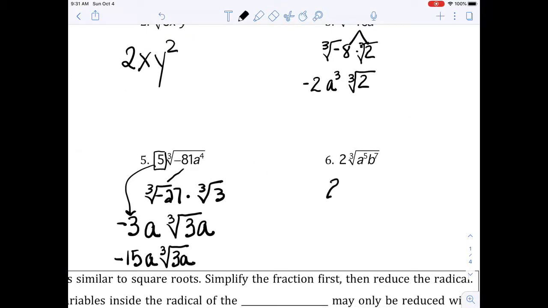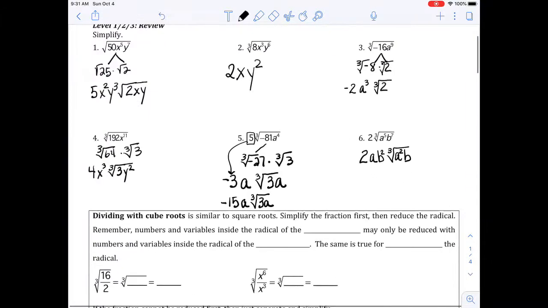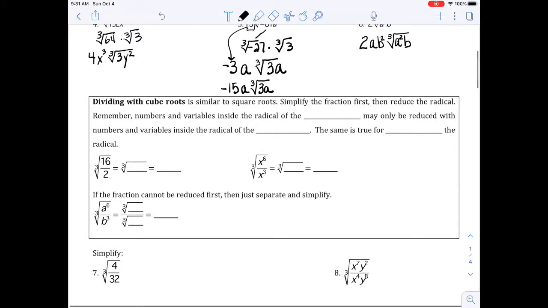Number 6, we don't have any numbers inside, so all we're doing is simplifying the variables. A to the 5th, there's going to be one set of 3 with 2 left inside. B to the 7th, there's going to be 2 sets of 3 with 1 B left inside. All right, so that is simplifying square roots and cube roots.